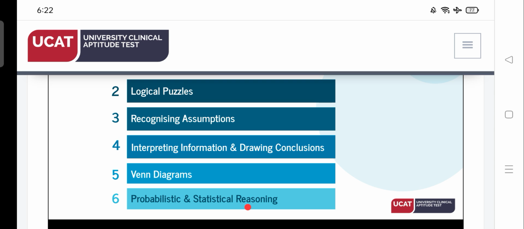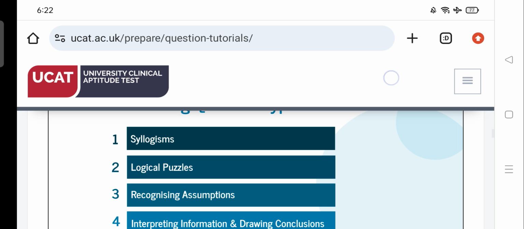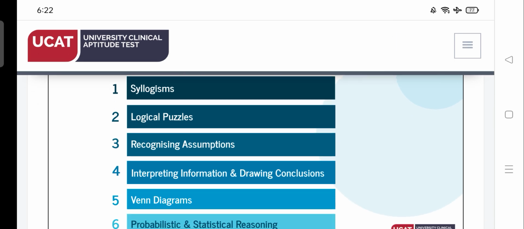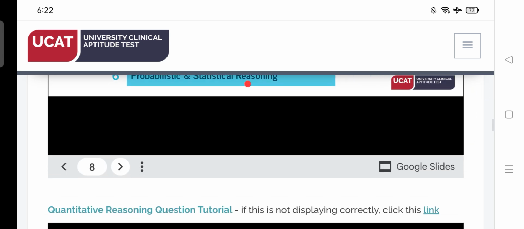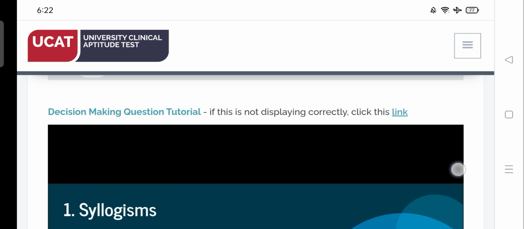So these are the types of questions that are included in the decision making question tutorial. We're going to learn about each type: what questions are included, what strategies we can use for them, and we're going to see examples of how we're going to solve these types of questions. So let's start with the first one, which is syllogisms.